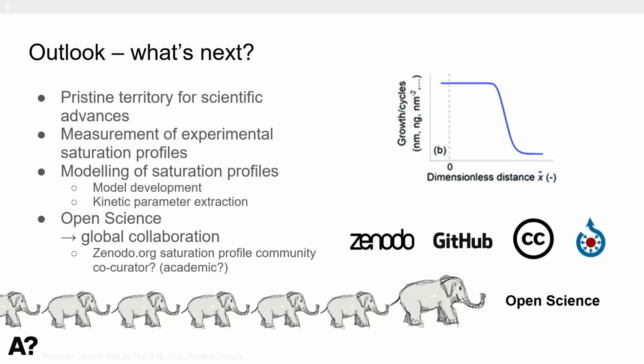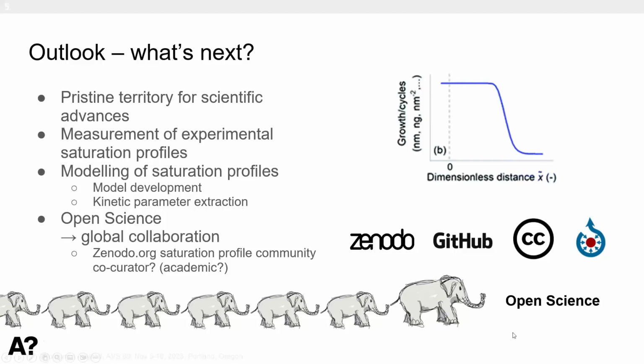And yeah, I'm really thinking that this open science can lead to more effective science and global collaboration, and that zenodo.org is already available as a database. I would welcome a co-curator there from an academic source. So if someone is interested, please contact me.